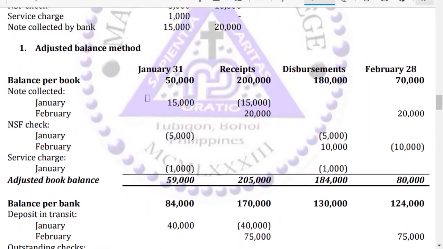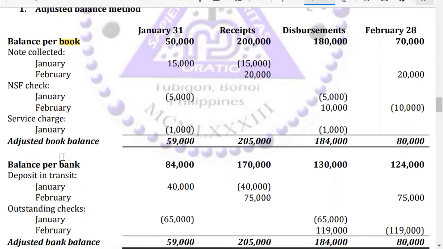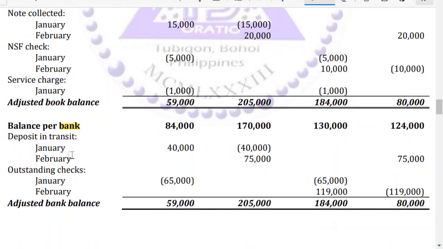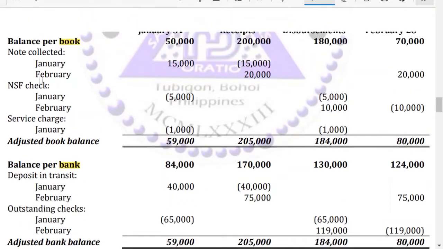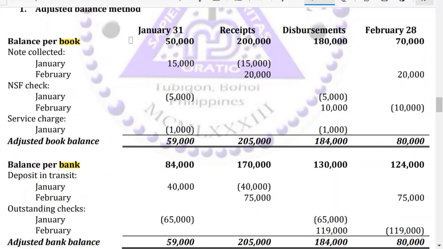But the reconciling items are still the same. So if it's on the book side, you're going to add the credit memos and deduct the debit memos. If it's on the bank side, you're going to add the deposit in transit and deduct the outstanding checks. Okay? No need for you to write add or less. You can just simply put the signs here. If it's added, it's positive; if it's a deduction, you put a parenthesis.